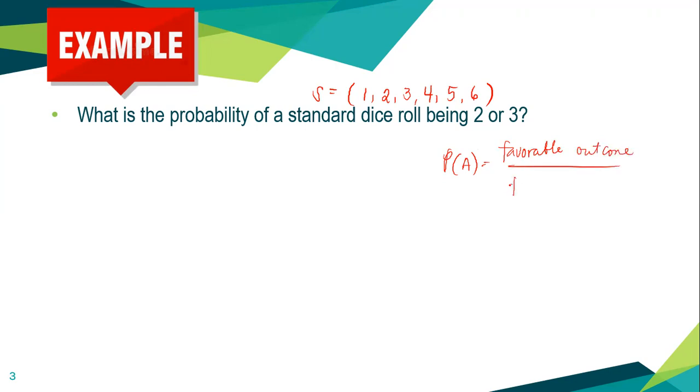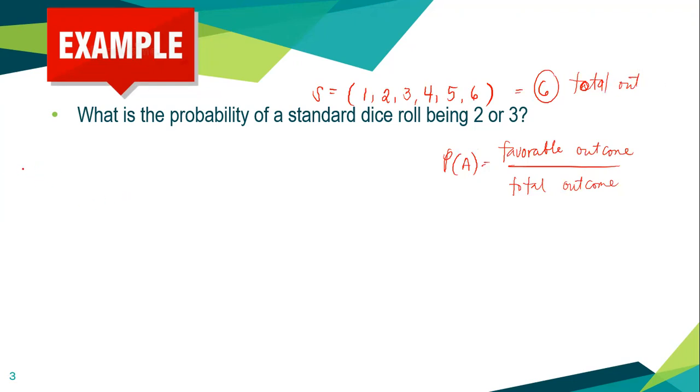Then, over total outcome. So kung ilan yung possible na total outcome, yun yung denominator mo. And in this example, we have how many outcomes? 1, 2, 3, 4, 5, and 6. So we have 6 total outcomes. So si 6, yan yung iyong magiging denominator. Okay?